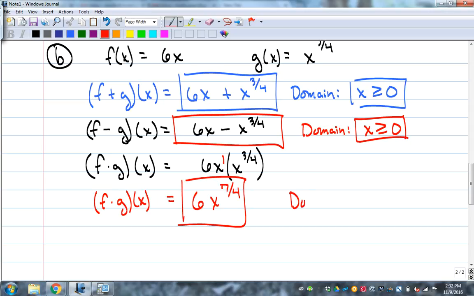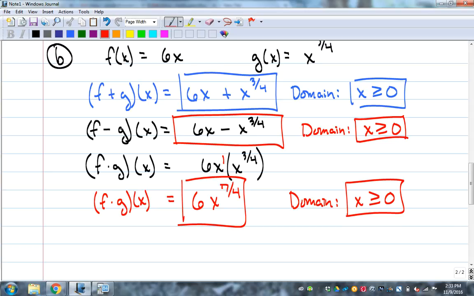The domain of that, guess what that is? That's got an even index on it. It's an even denominator in the fractional exponent. So that's going to tell us that it's got to be positive numbers. So that's what we're going to have. X is greater than or equal to 0. It just happens to be the same. Won't always be the same as addition and subtraction. We'll see that with the division, that it can change stuff there.